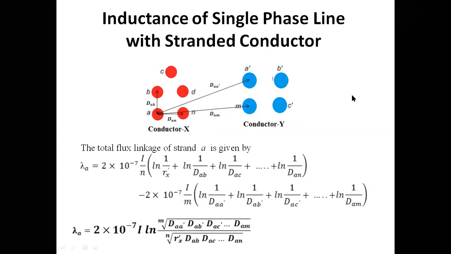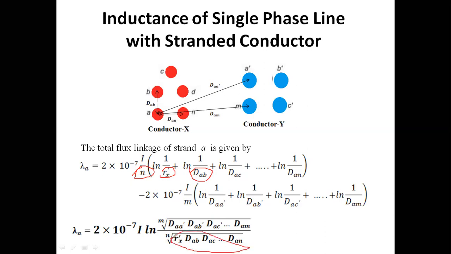We get 2 into 10 to the power minus 7 into I. Now here is a term 1 by n outside. When it goes inside the log term, it becomes 1 by n. So all these are taken in the denominator part.